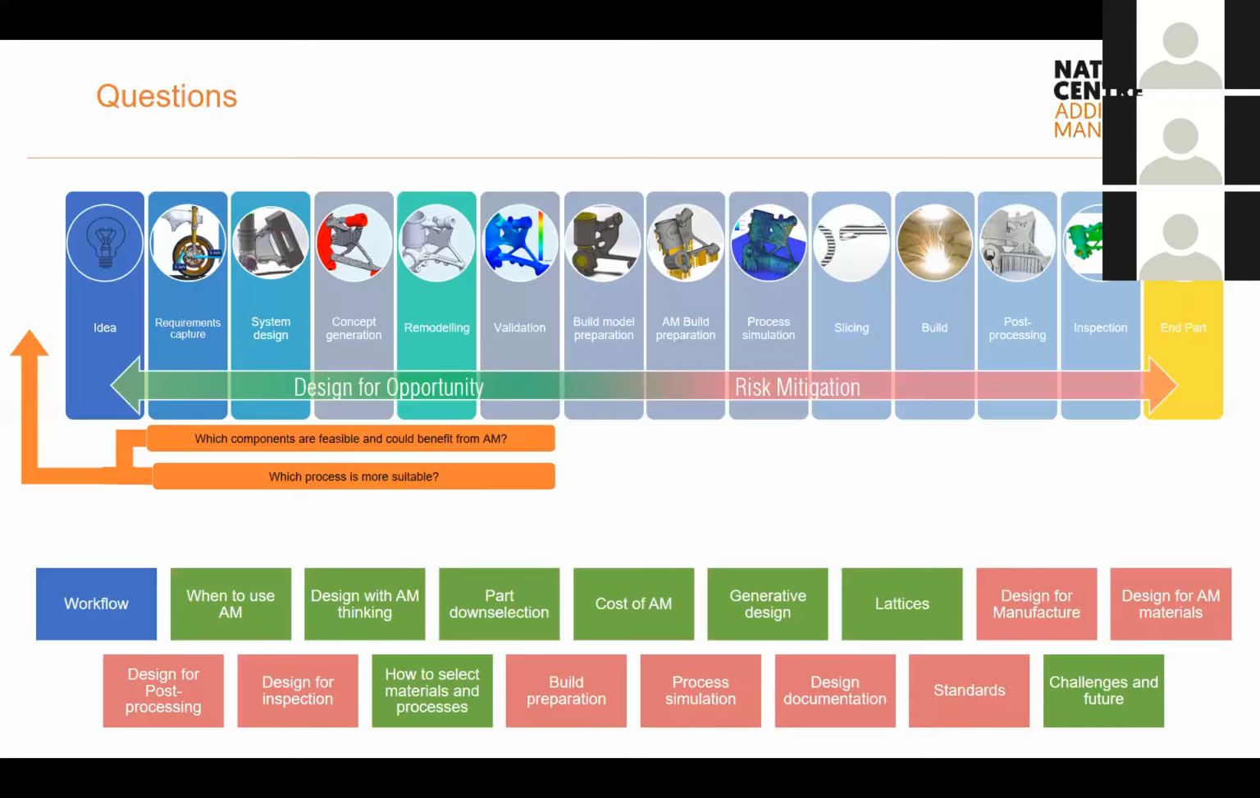Can you repeat that, please? Yeah, so is there software for simulating or validating the potential strength of an AM design? And then there's a second part. In the planning phase, can you assess the cost benefits or penalties versus conventional manufacturing?